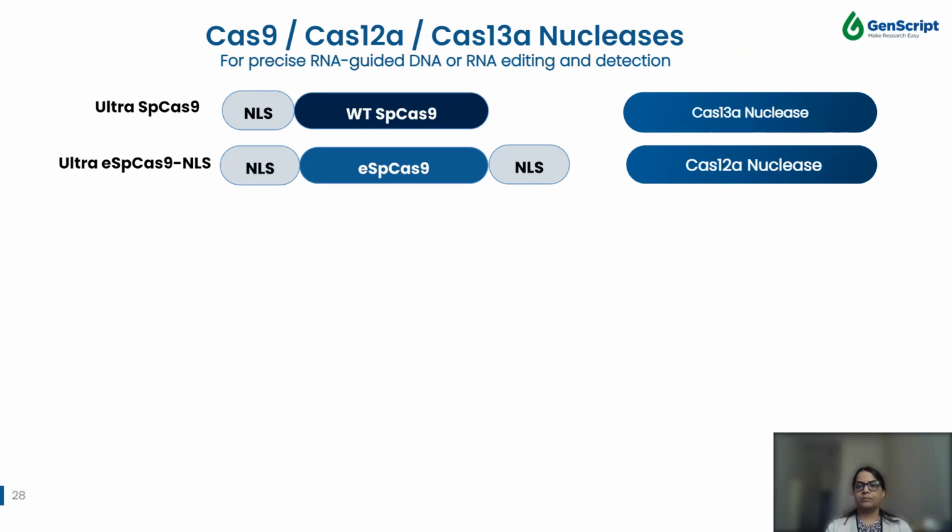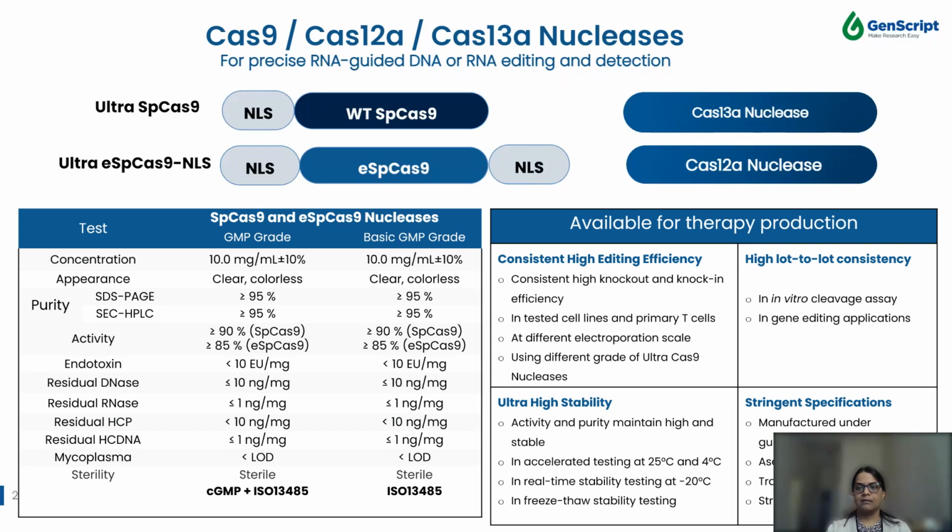CRISPR-based gene editing relies on the Cas9 enzyme, which acts as a molecular scissor. As CRISPR gene editing applications transition from basic research to clinical manufacturing, the need for high quality raw material and comprehensive, complete documentation becomes increasingly crucial. To meet this requirement, GenScript provides validated GMP grade and RUO grade Cas9, Ultra Cas9, and ESP Cas9 protein.